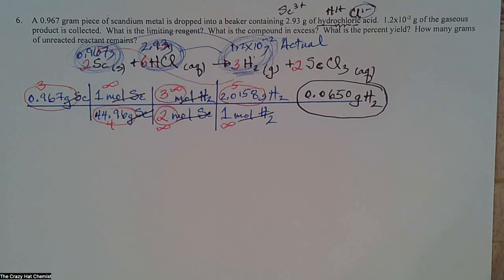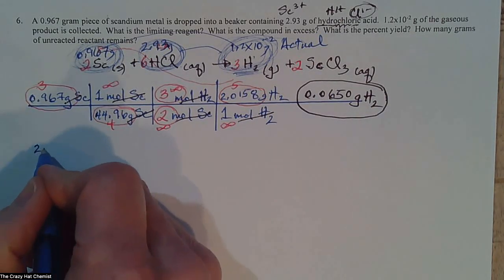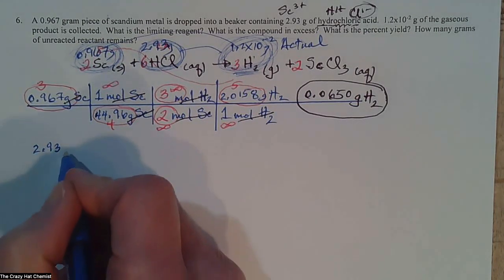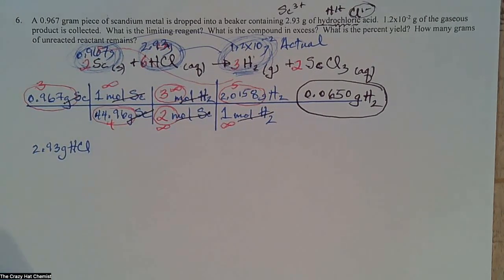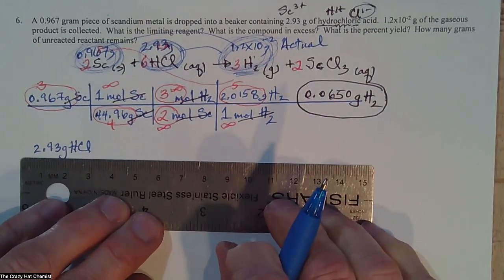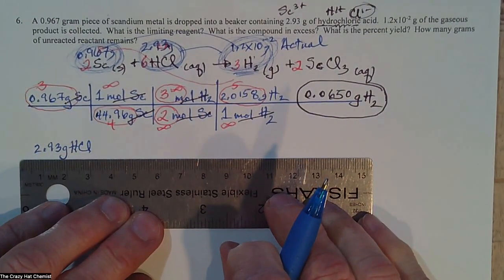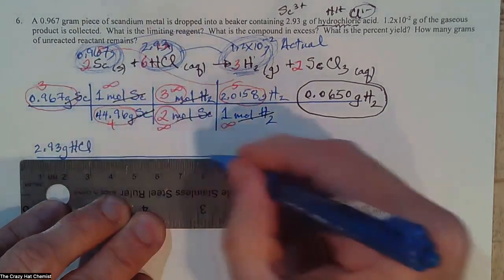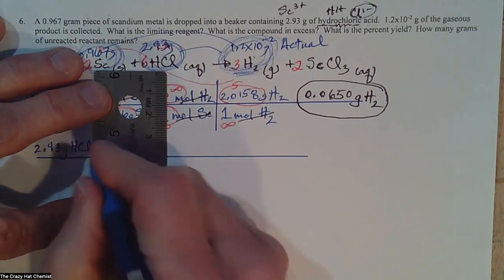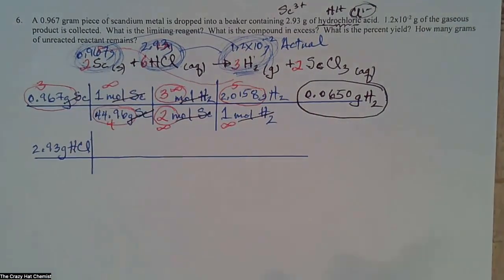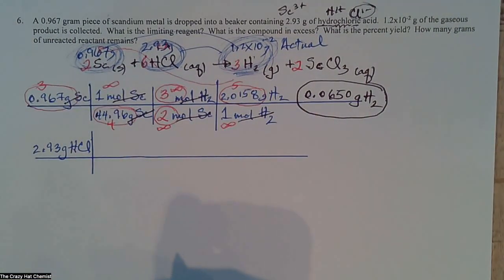Now what I need to do is take the other reactant's numeric value. That is 2.93. Its units are grams, its formula is HCl. And I need to take this now to the hydrogen product, like I just did here. Okay, here's my vertical stop in between this and the next term.